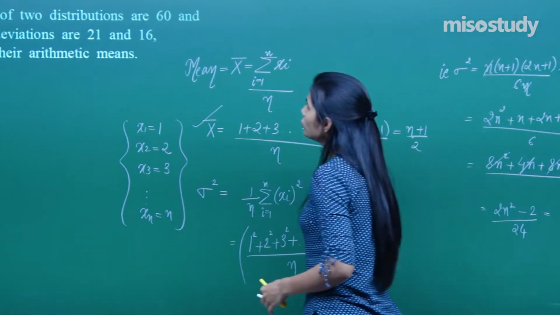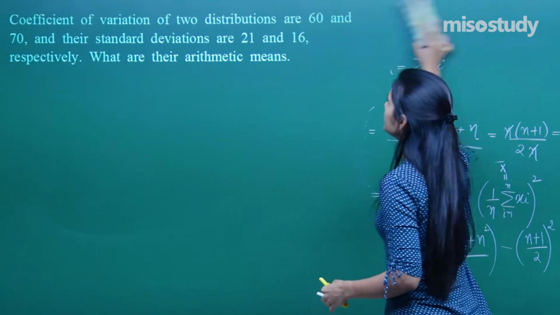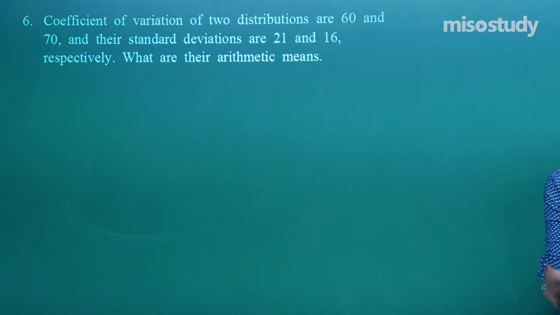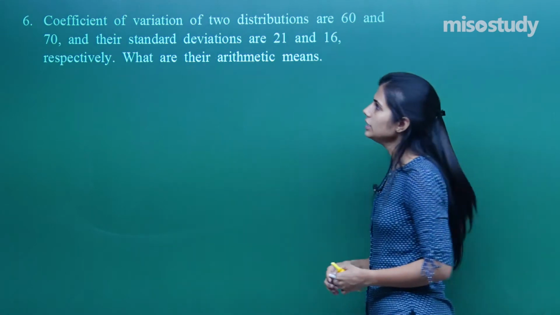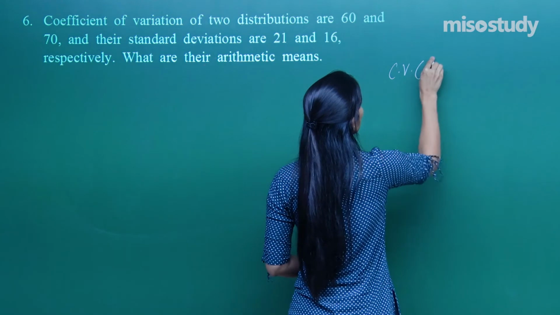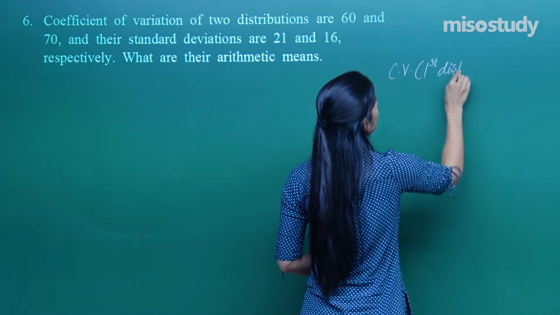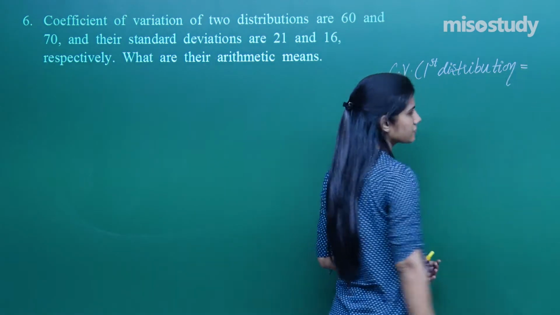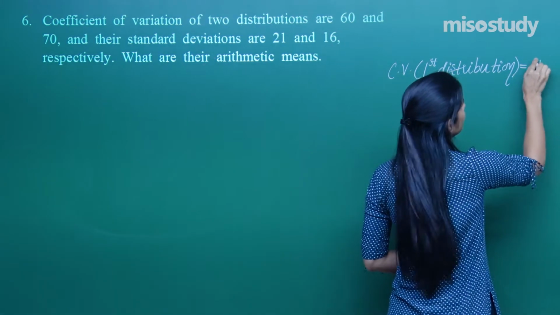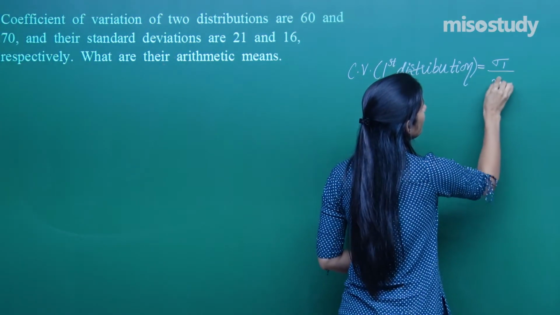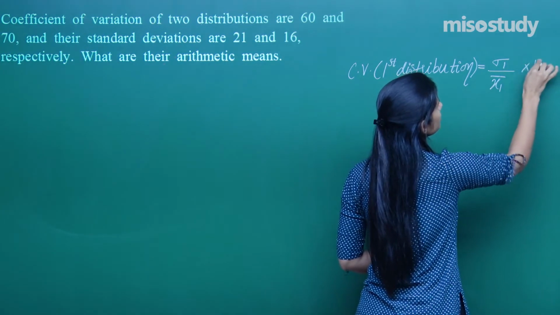Coefficient of variation of two distributions are 60 and 70 and their standard deviations are 21 and 16. What are their arithmetic means? Now, this is a direct question. If you remember the formula for coefficient of variation, it will be very, very easy for you to evaluate. So, coefficient of variation of the first distribution would be what? The standard deviation corresponding to the first distribution upon mean corresponding to the first distribution, into 100.